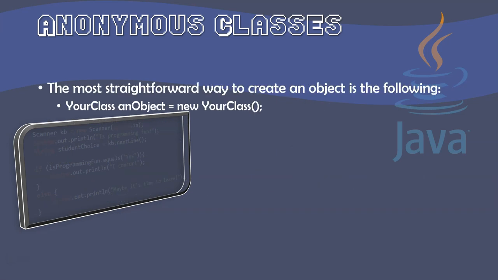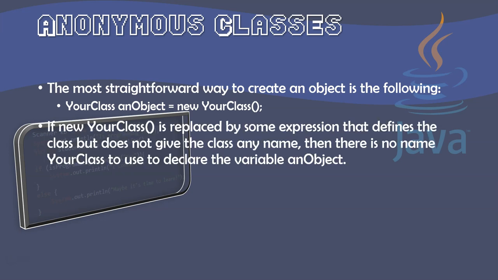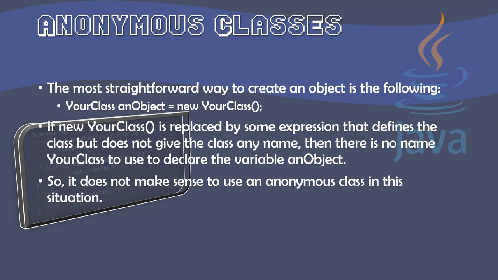The most straightforward way to create an object is using the following. YourClass anObject equals new YourClass. This is something we've seen all the way back from when we first started introducing classes. Now, if new YourClass is replaced by some expression that defines the class, but does not give the class any name, then there is no name YourClass to use to declare the variable anObject. So it doesn't make sense in this case to use an anonymous class in this situation.